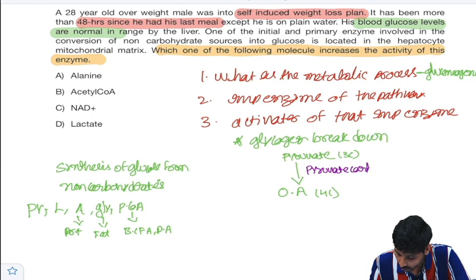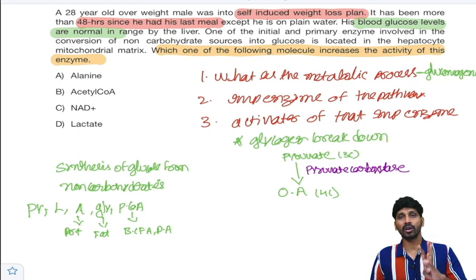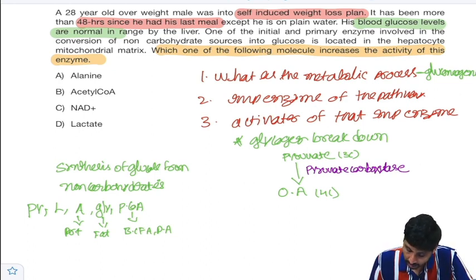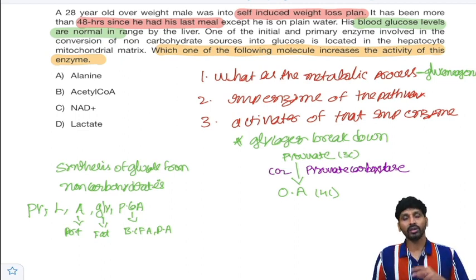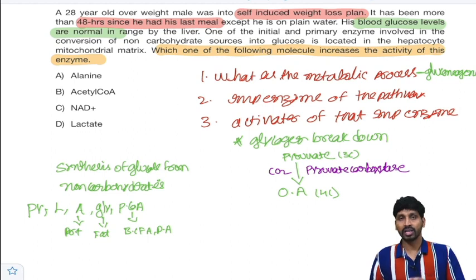Pyruvate carboxylase. Here 3-carbon pyruvate will be converted into 4-carbon oxaloacetate. That means carbon has been added. How is it added? It is adding the carbon CO2. CO2 is a donor. And what all things does it require? This carboxylase is what type of enzyme?